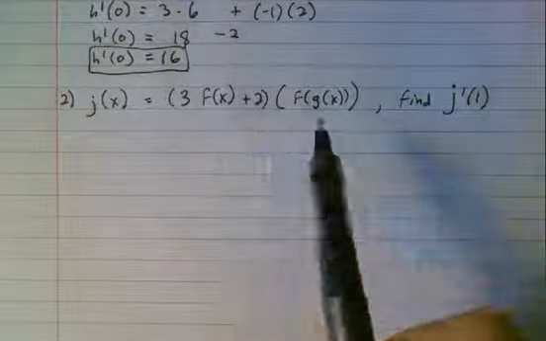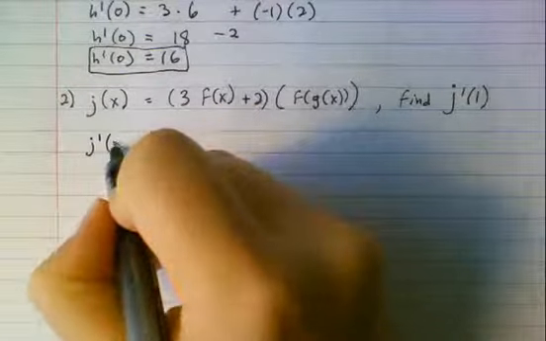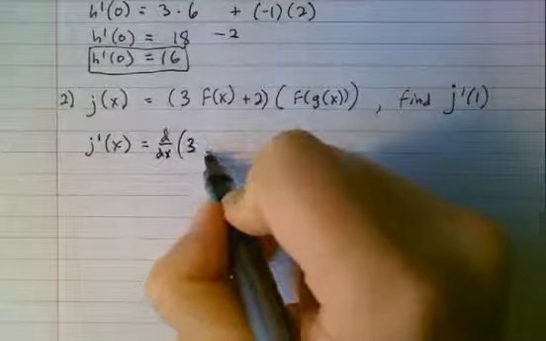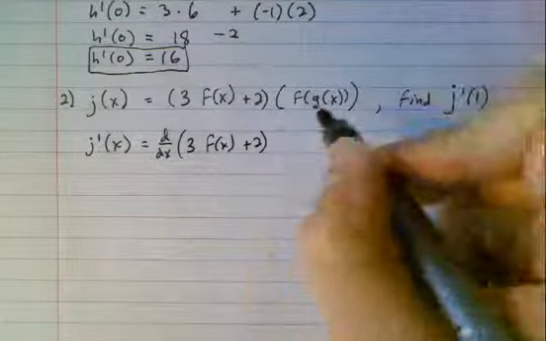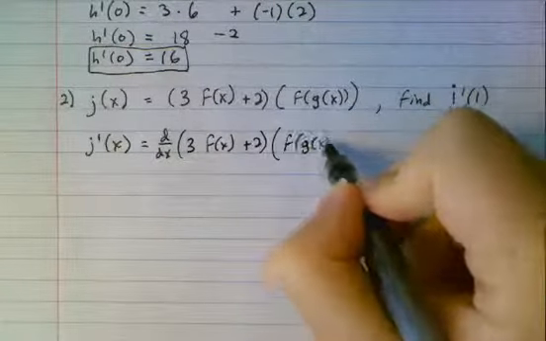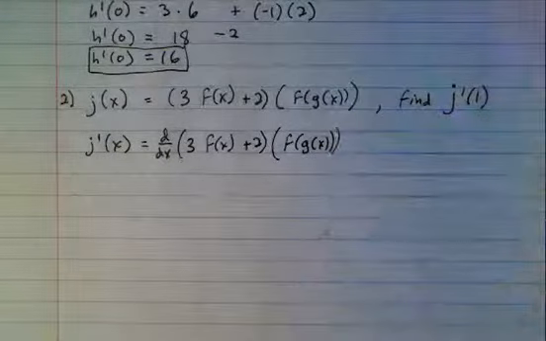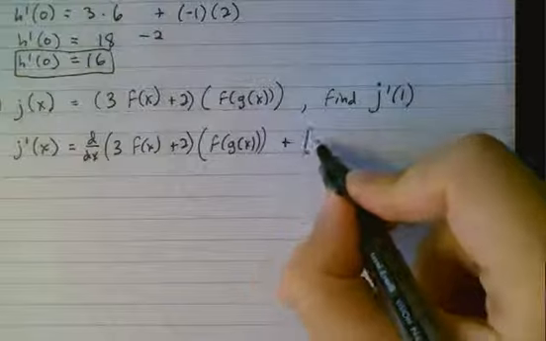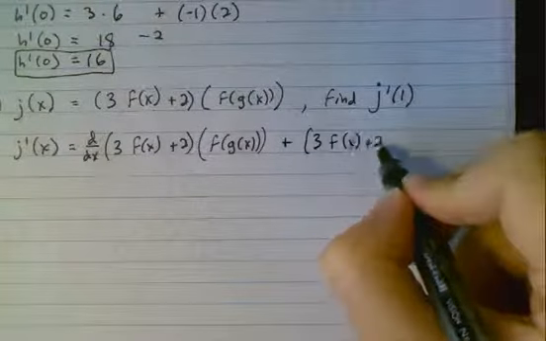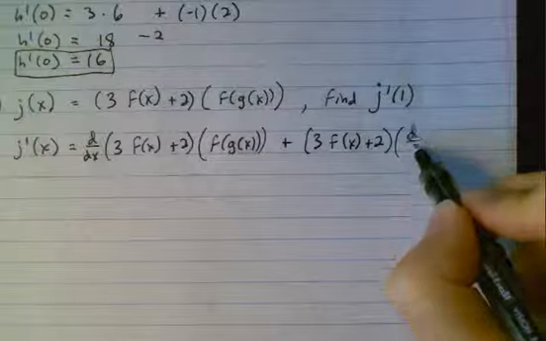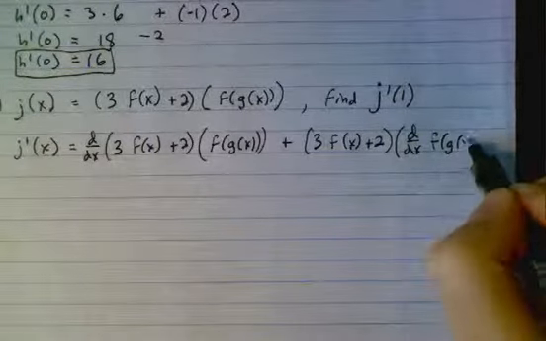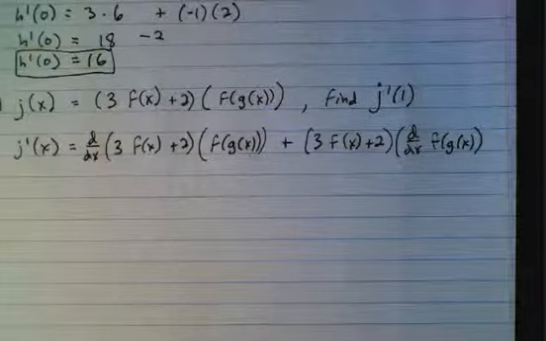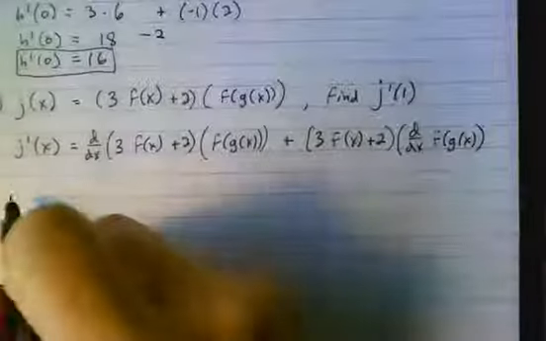Here we see two things multiplied together, so we know that we're going to have to use the product rule. So we're going to take the derivative of 3f of x plus 2 times f of g of x, and then we're going to add 3f of x plus 2, and then the derivative of f of g of x. Same kind of stuff we dealt with before, except now we don't know what f and g are. We just kind of have to work with them in general.